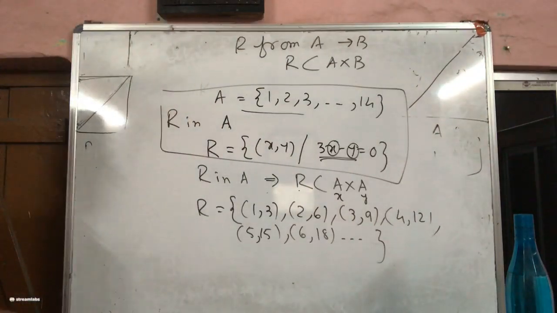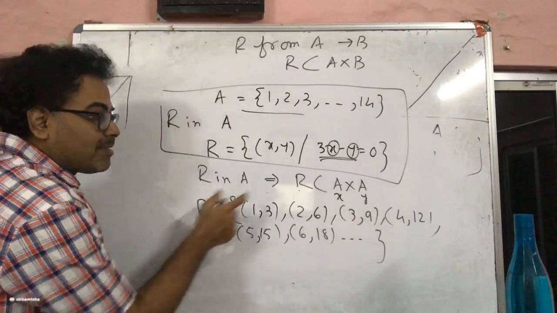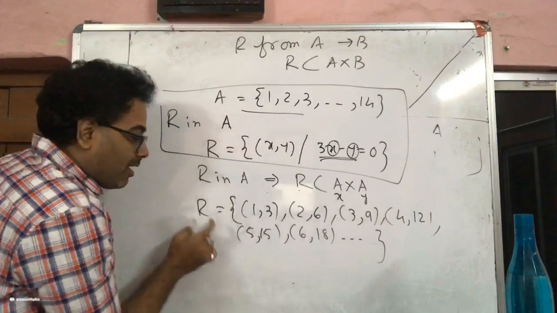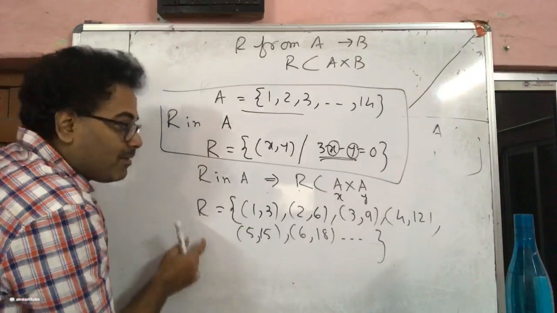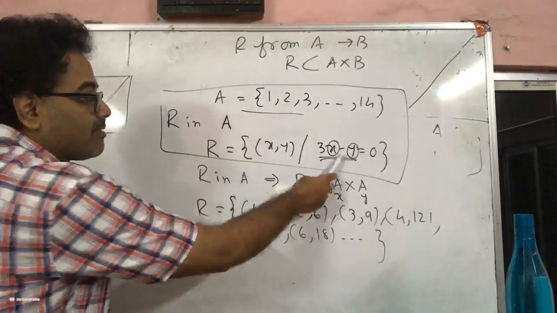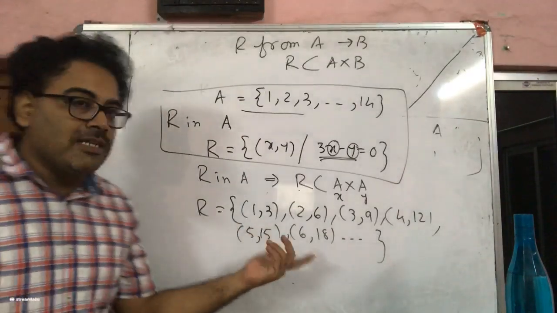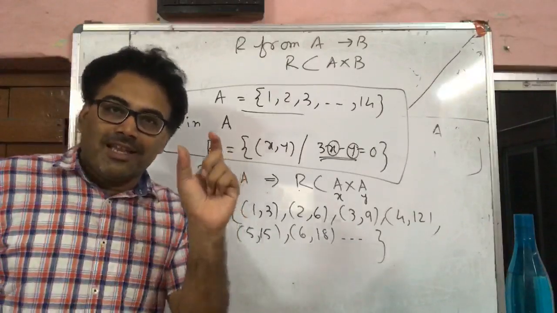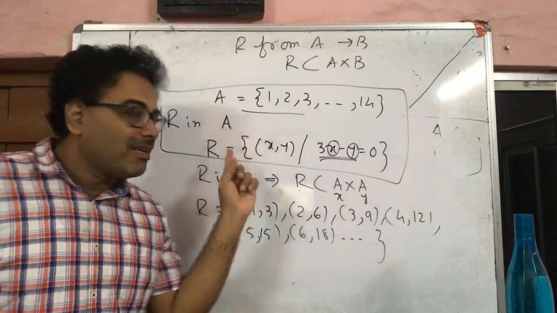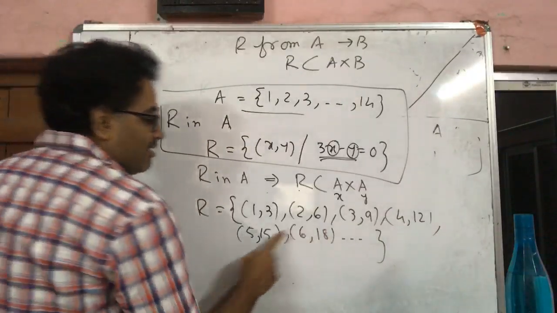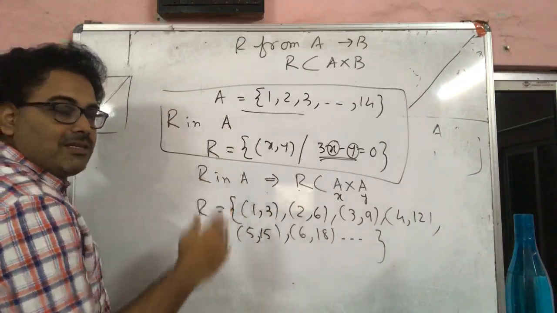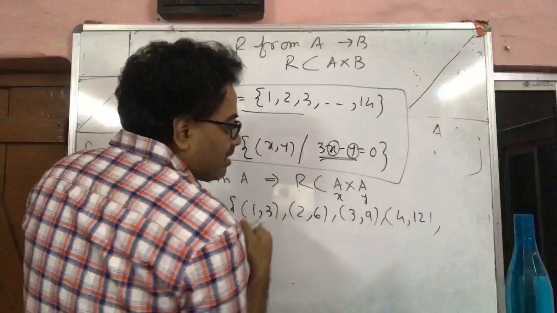Yes. So as R contains the pairs of A cross A, R is a subset of A cross A. So R contains the pairs of A cross A which satisfy this relation. So all these pairs are satisfying this relation. But x and y should be from A. So here 15 is not from A. Okay, so up to this it is the answer.